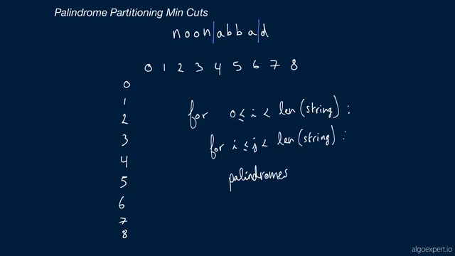So let me just put an arrow here. This is going to be palindromes. So palindromes at index i, j is going to be equal to, and here we can call our isPalindrome function, which is a helper function. What is palindrome? Well, the substring that starts at index i and ends at index j.